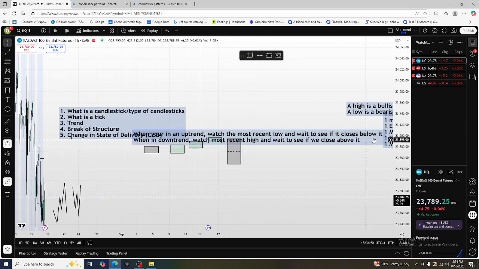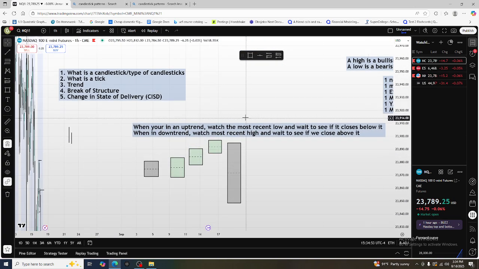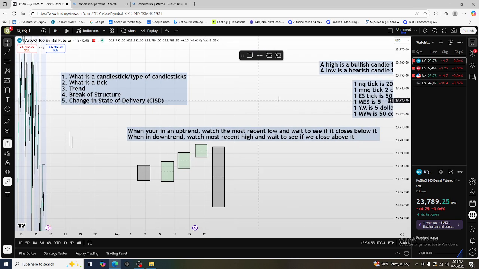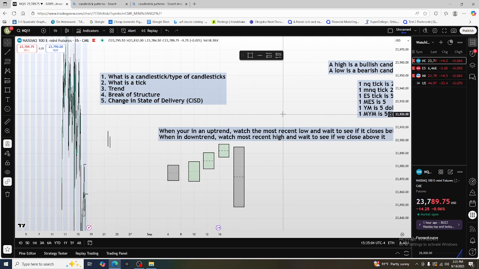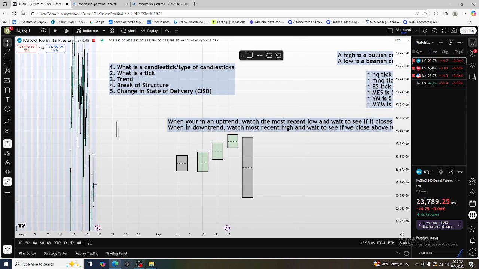This is just the first part in a little mini boot camp that we're going to do. This is very basic stuff. Next video we'll probably go over liquidity sweeps, fair value gaps, inverse fair value gaps, just very basic ICT concepts. And yeah, hopefully I'll see you for the next video.